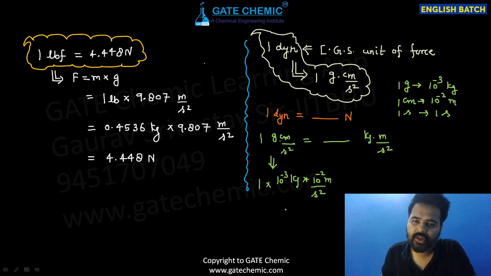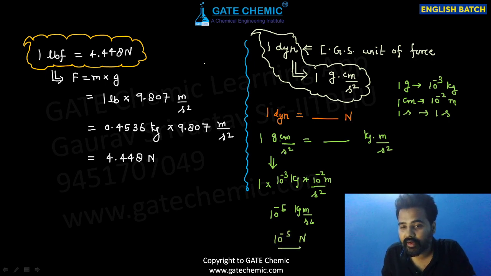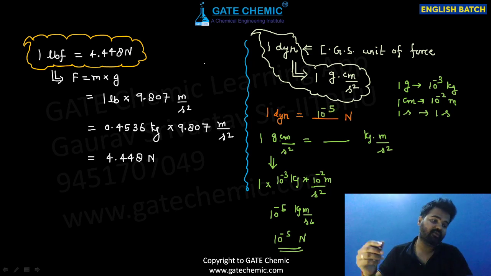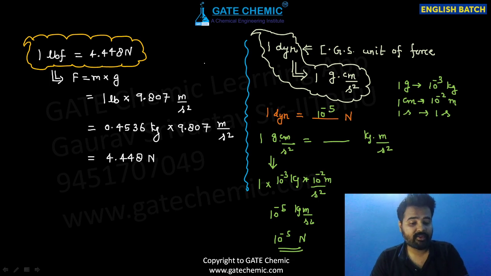So second square. Now after solving, you can see 10 to the minus 3 into 10 to the minus 2 into 1. It will give you 10 to the power minus 5 kilogram meter per second square. And what is this? This is Newton. So I hope each and every student is now crystal clear that 1 dyne equals 10 to the power minus 5 Newton. Tell me beta, everyone crystal clear? Very easy.